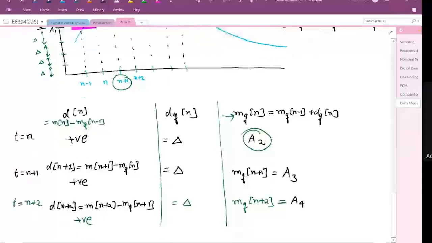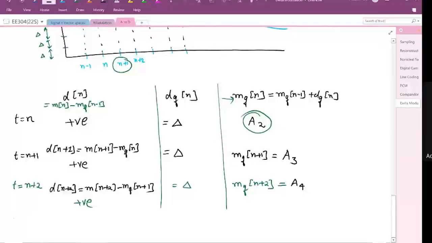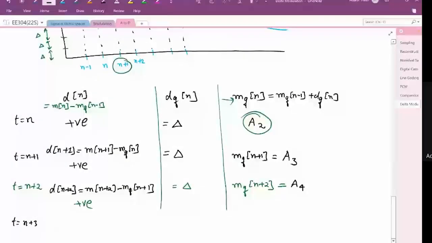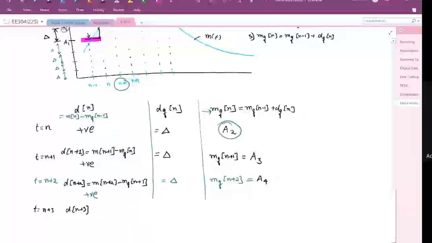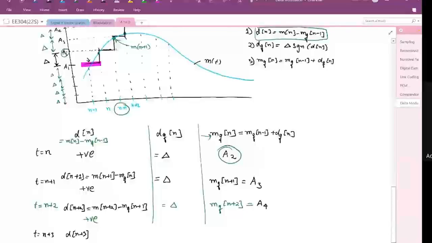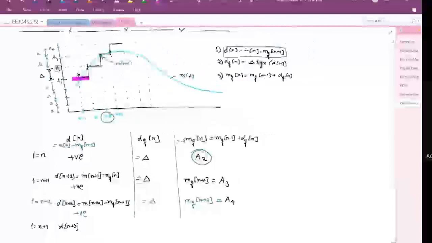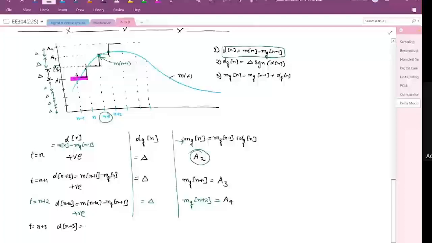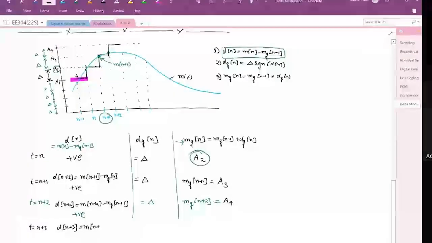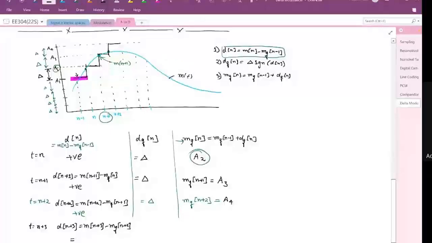Now the next step, if I consider t equal to n plus 3, then what is dn plus 3? Let me zoom out so that you can see the plot as well as what we are writing. Now if I check this, what is dn plus 3? Dn plus 3 is mn plus 3 minus mqn plus 2. And is this value positive or negative?